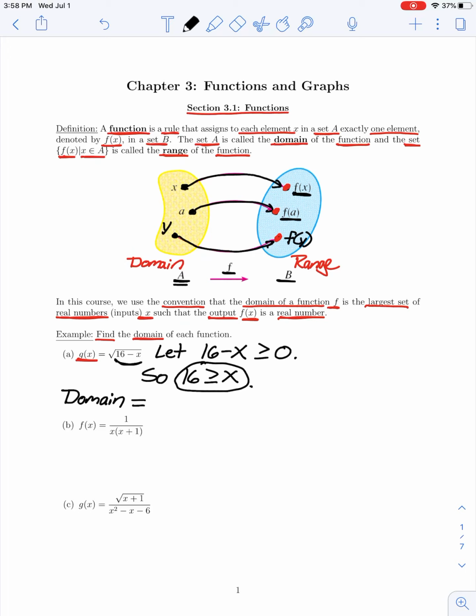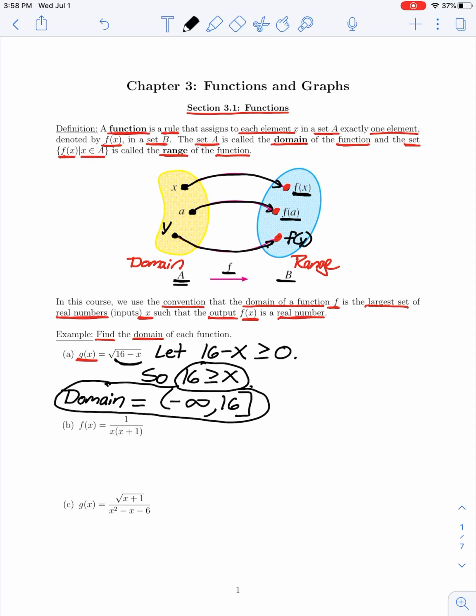So recall from your prerequisite courses, if we wanted to write this in interval notation, well, we're looking at the set of all values which are less than or equal to 16. So as an interval, we could take all of the values of x from negative infinity to positive 16, including positive 16. So we could also write our answer using this interval notation if we prefer. But either answer is acceptable here.